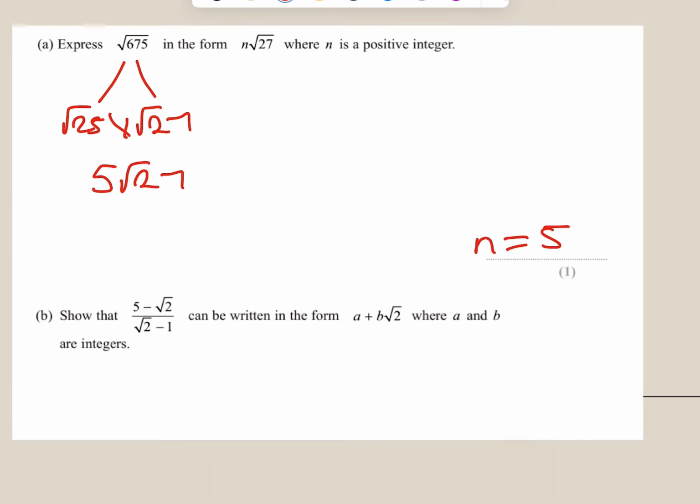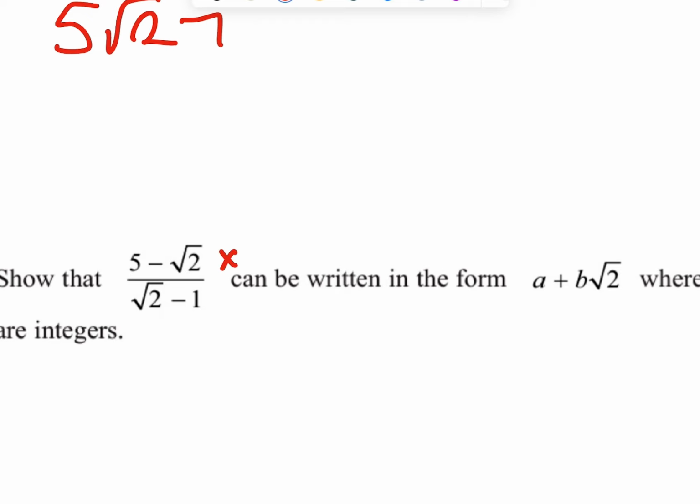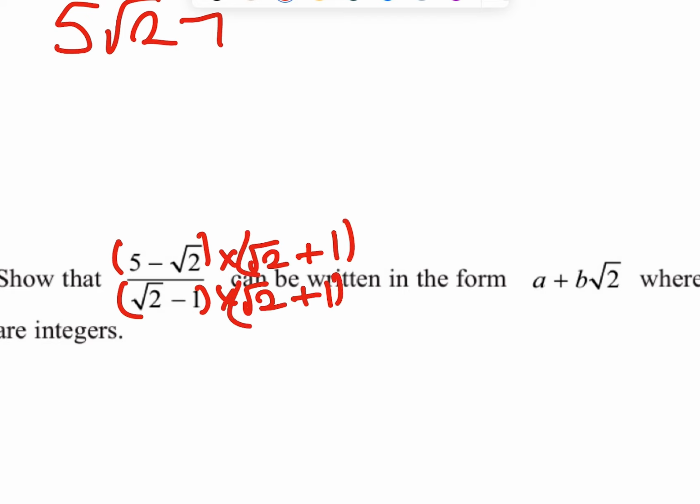Right, the next question wants me to show that this fraction can be written in this form where a and b are integers. So we need to rationalize that denominator. So we're going to multiply the top and the bottom by root 2 plus 1. Why do we change it to plus? Because that will make the denominator not have any roots in at the end. We're just writing an equivalent fraction, basically. So if we times the top and the bottom, I'm going to put everything in brackets because that just reminds you to multiply everything.